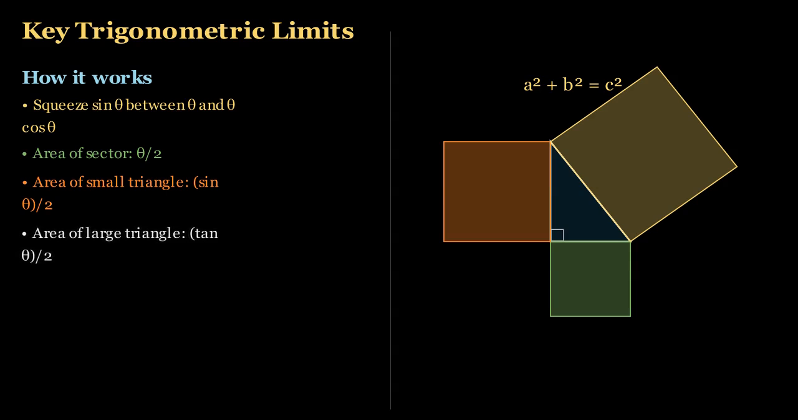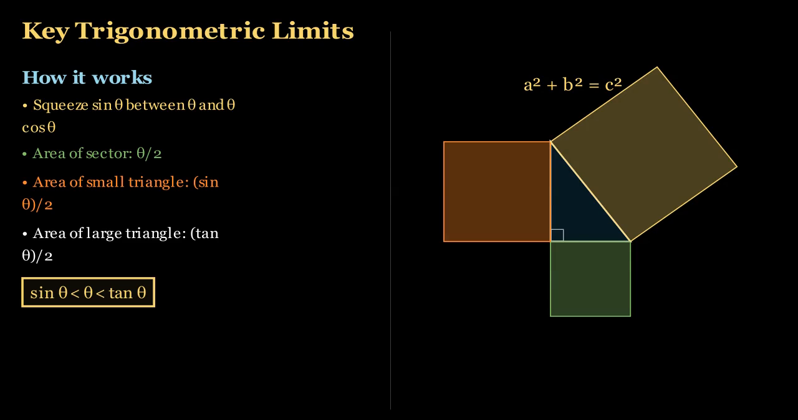Multiply by 2 and divide by sine theta, and we get 1 is less than theta over sine theta is less than 1 over cosine theta. As theta shrinks to 0, cosine theta goes to 1, so theta over sine theta is squeezed to 1. Taking the reciprocal gives our limit.